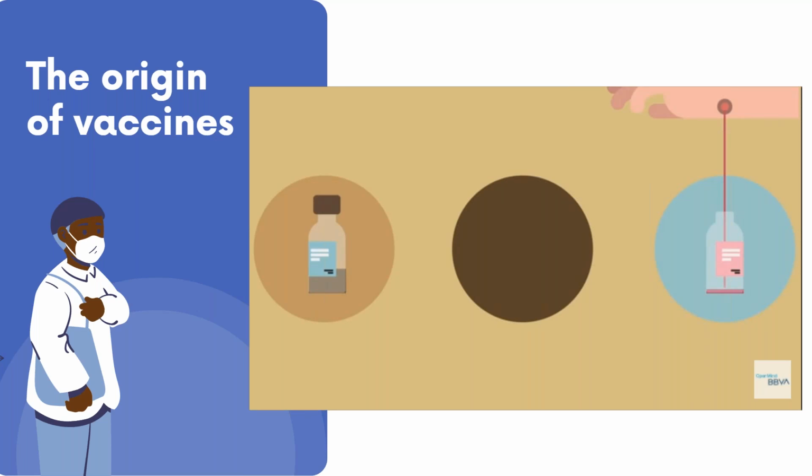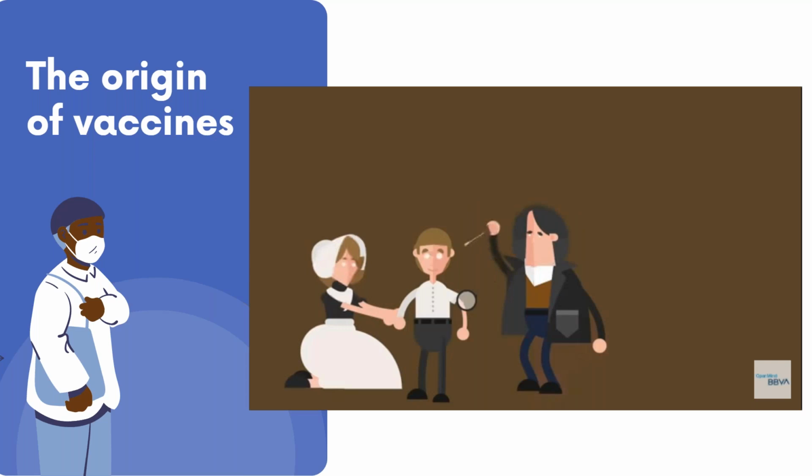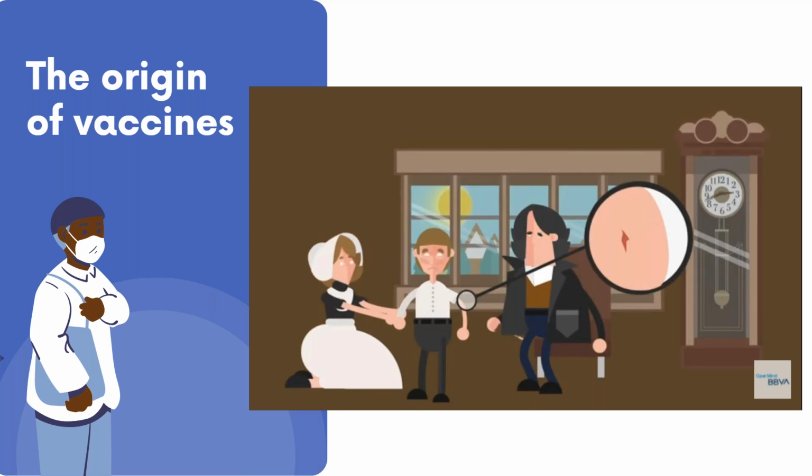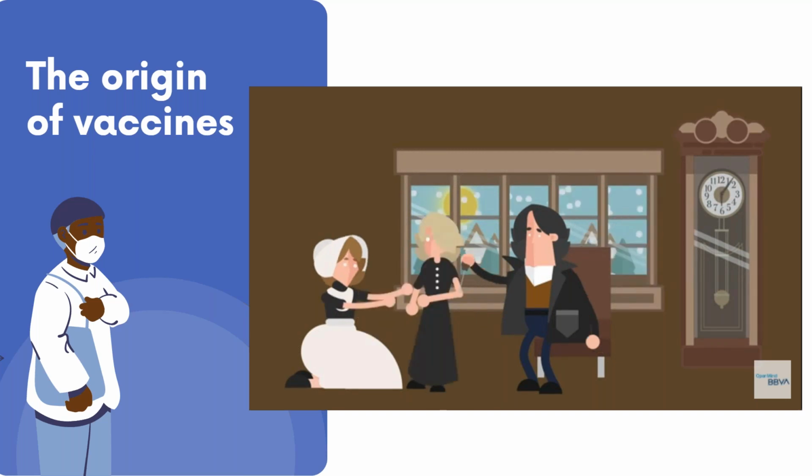He chose his gardener's son, an 8-year-old boy called James Phipps. He infected the child with cowpox, waited a couple of months, and injected him with smallpox. And James didn't become ill. He repeated the experiment with other patients with the same results. Jenner was right, even though he didn't fully understand how his remedy worked.